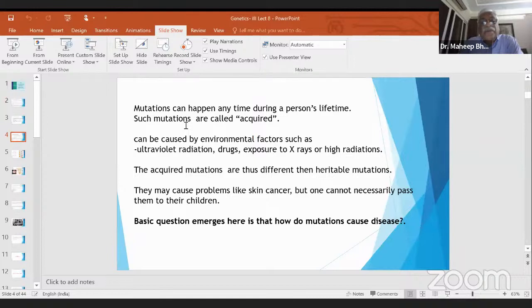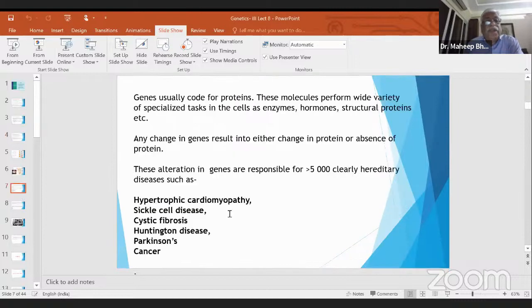But these mutations can be heritable. For example, skin cancer is caused by excess exposure to ultraviolet radiation, and sometimes it is observed that this skin cancer can be transferred to the next generation. It cannot necessarily be passed to the next generation, but there are certain diseases which can be passed from one generation to another.